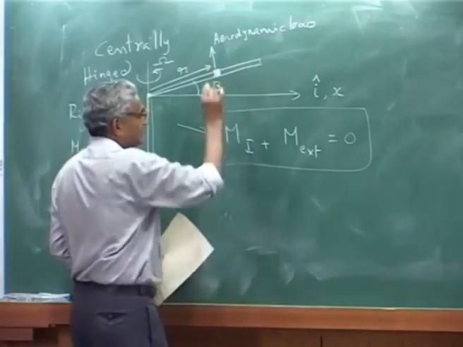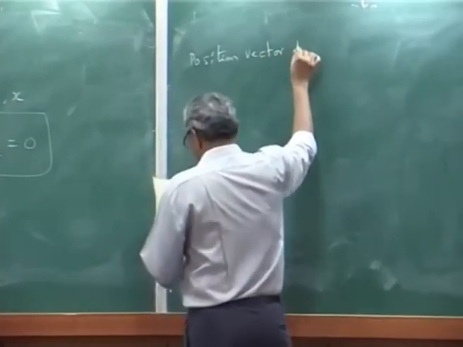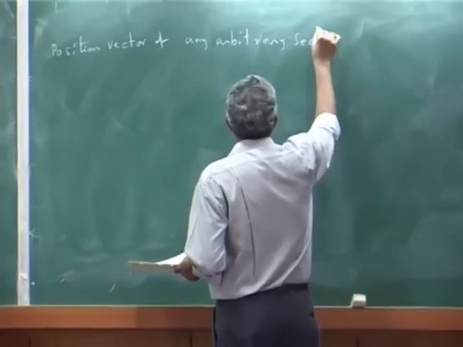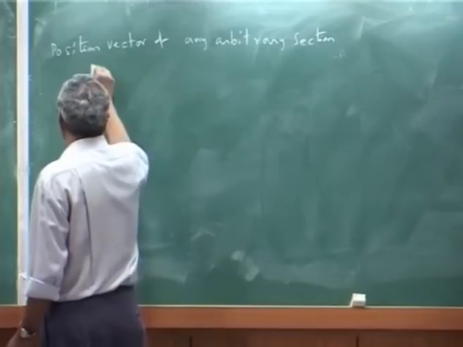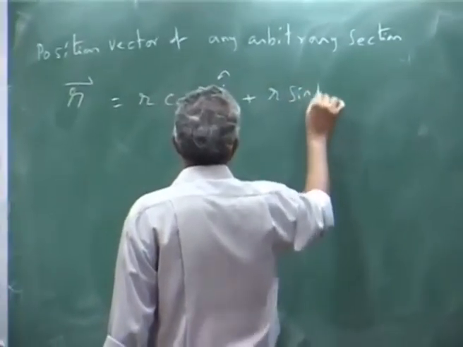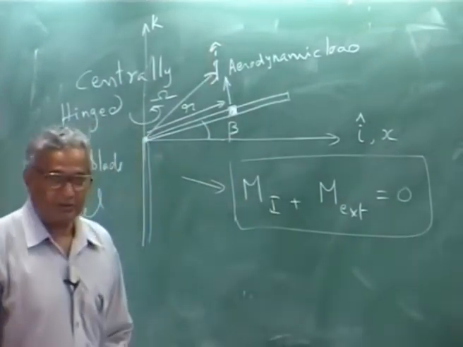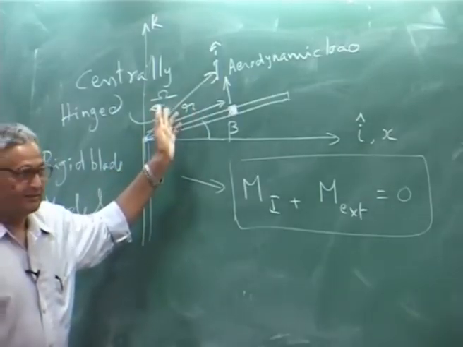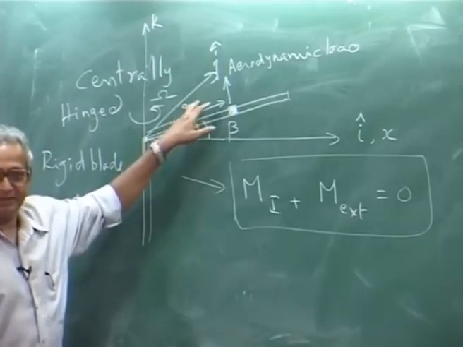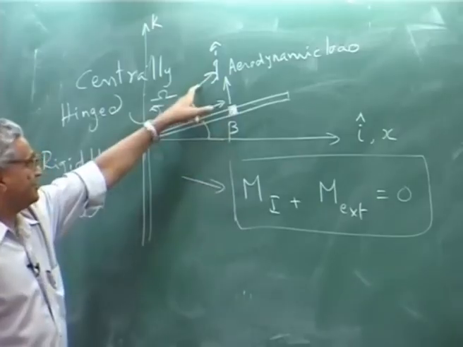So the position vector rp of any arbitrary point, arbitrary section. This is k and this is my j axis, okay. The rotation is about the j axis, and this is k. Flap motion is alone, that is the rotor RPM. Capital omega is about k, and flap motion is about j.